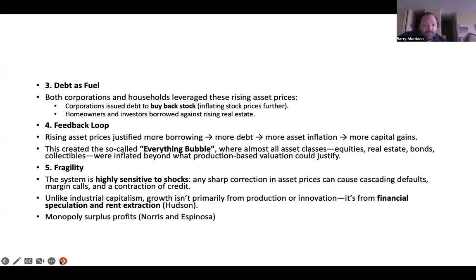Unlike industrial capitalism, growth isn't primarily from production or innovations but from financial speculation and rent extraction, according to Michael Hudson. Some Marxist economists like Norris and Espinoza would argue that, well, that's maybe part of the case. Within the tech world itself, these tech companies are actually creating a productive value. So it's not rent in the literal sense of economic rent, but it is inflated profits. Basically, it's what they call surplus profits, which stem from the fact these companies are basically giant monopolies. So either way, even if they are creating actual value, even if they have employees that are productive and create surplus value through their labor, the profits are still greatly enhanced and inflated by their monopolistic status.